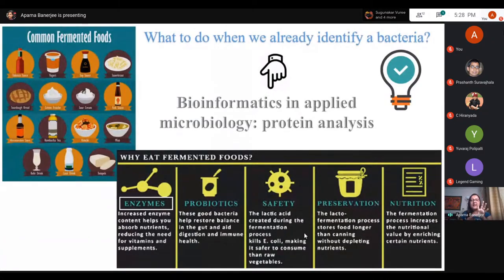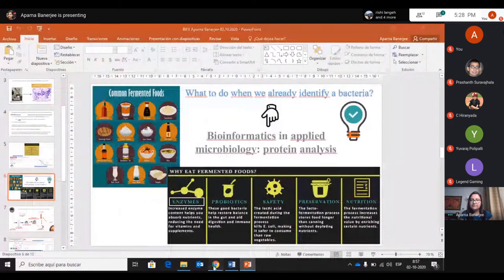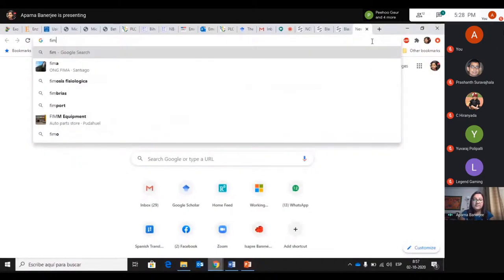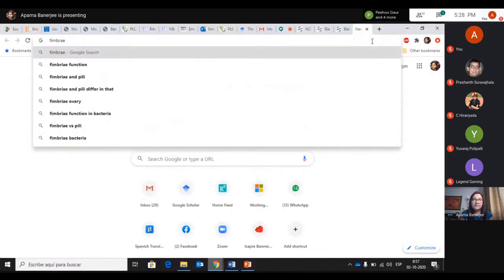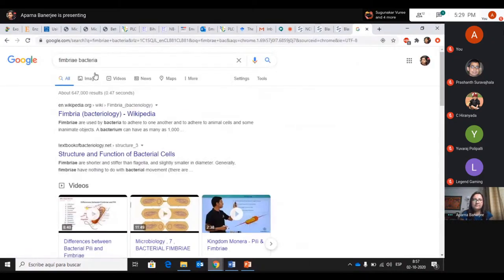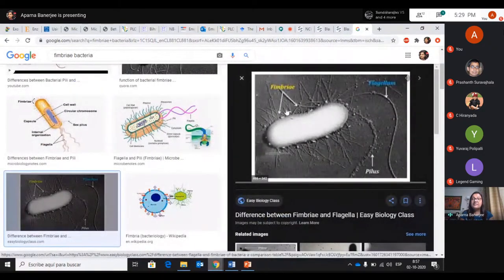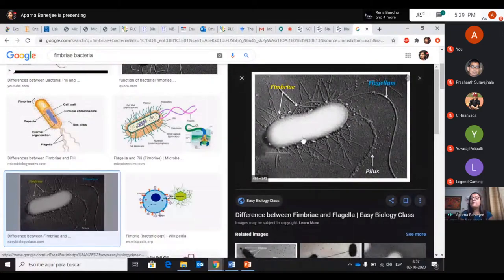So for example, one bacteria has several small appendages outside their cell. So it's like when they crawl and let's search here. So this is a flagella, but these are the small appendages that are called fimbri. So what do they help a bacteria do? They help the bacteria to attach to a particular part.